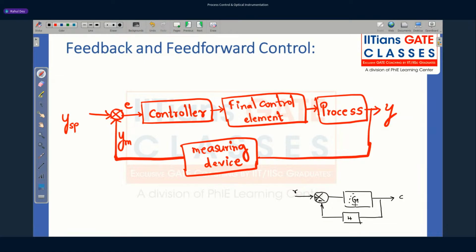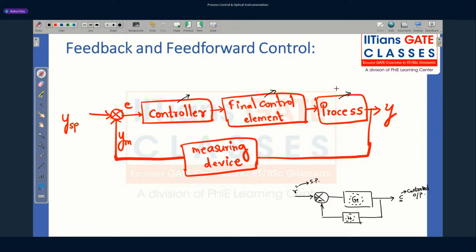Here we have the plant transfer function. This is our feedback transfer function or sensor transfer function. This is our set point, and this is our controlled or measured output. In process control, we know that in Laplace, if we have blocks in cascade, we can multiply the transfer functions. So this G is the multiplication of the transfer functions of the controller, final control element, and process.